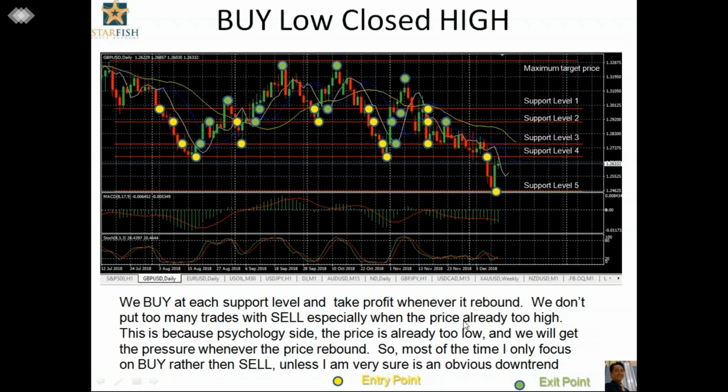We don't take too many trades with the sell, especially when the price is already too low. This is because of the psychology side: the price is already too low, and you'll get the pressure whenever the price rebounds. So most of the time, I focus on buy rather than sell, unless I'm very sure it's an obvious downtrend.